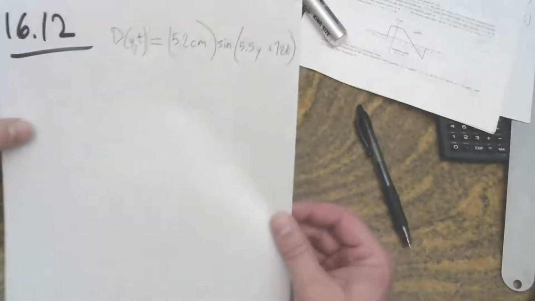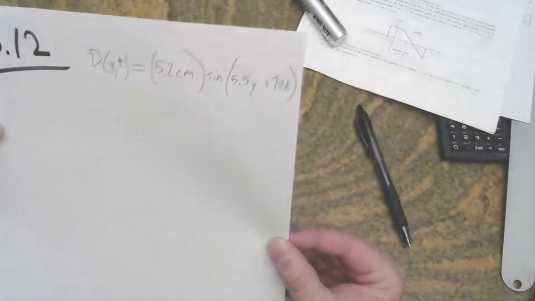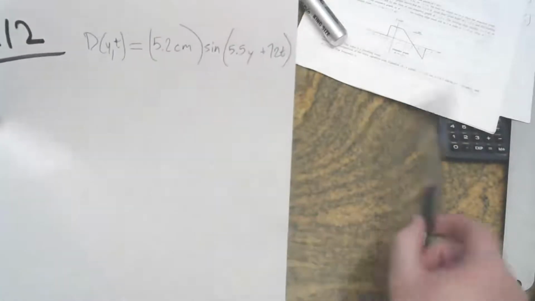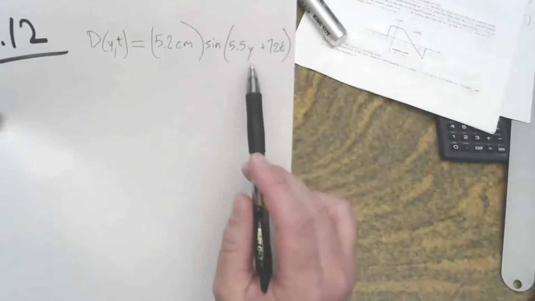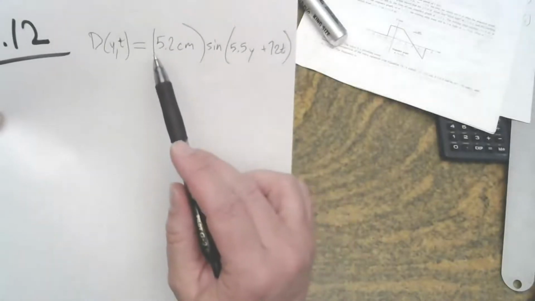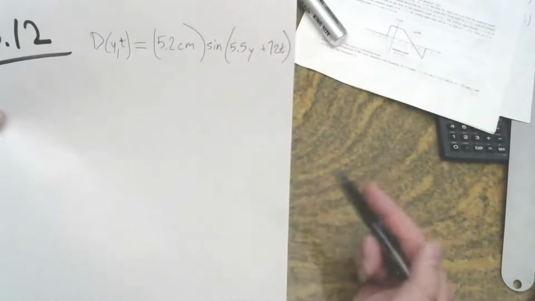I have rewritten the function here. It's barely legible, but you can read it. The number in front of time here is 72. The number in front of y is 5.5, and then out front is 5.2 centimeters.